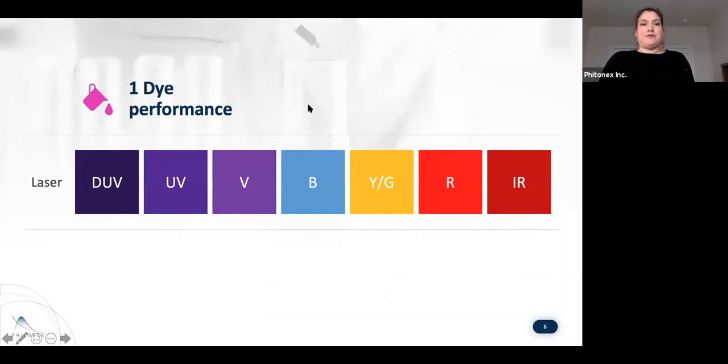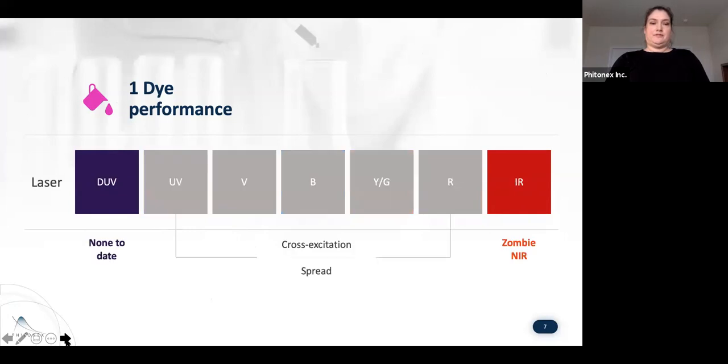And so dye performance is really related to the excitation from the lasers. Here you can see all the lasers that are available currently. Most of us really focus on the five in the middle, the UV through the red. So that's what I'll be talking about today. My screen is bogging down. One moment. All right, I'm not sure what's going on with that, but it seems to be working now.